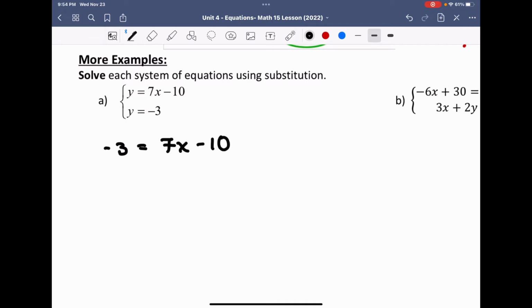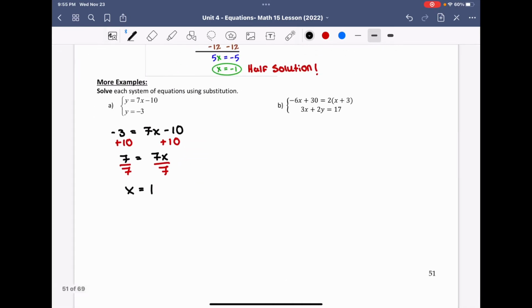minus 10. I add 10 across to both sides using our previous skills from lesson 1, 2, 3, and even 4. I get 7 is equal to 7x. I know I have to divide by the 7 that's being multiplied to the x. And finally, I have x is equal to 1. There is our solution. Now, we know this isn't a full solution. It's only half of the solution.